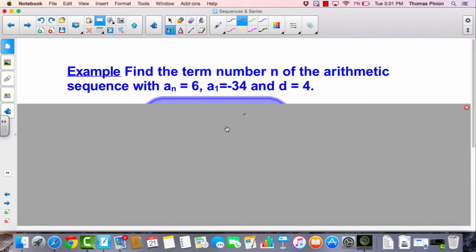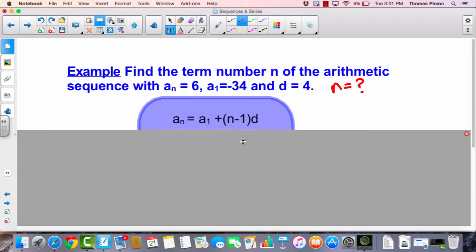Okay, so now we're going to find the term number n of the arithmetic sequence with a sub n equals 6. Okay, a sub 1 equals negative 34, and d equals 4. So remember, if we're finding the term number, or the position of the nth term, we're going to say n equals question mark, and we're going to substitute all the rest of that into the explicit formula. Again, all these are the same. The only thing that's different is the exact specifics of how you solve for that unknown variable. Other than that, you plug everything you know into the explicit formula and solve for that one unknown.